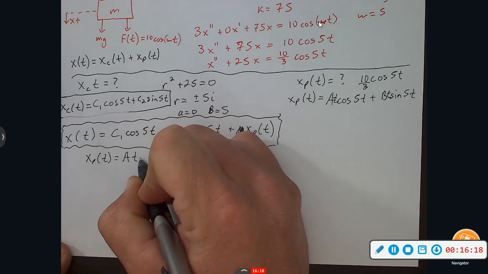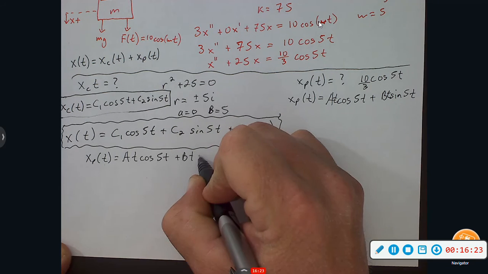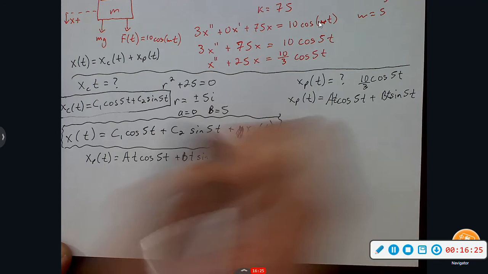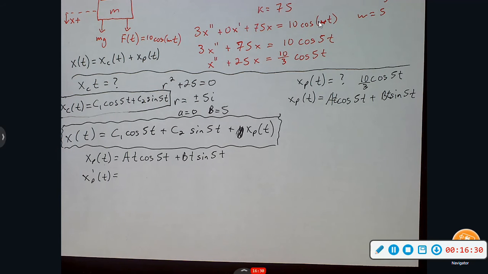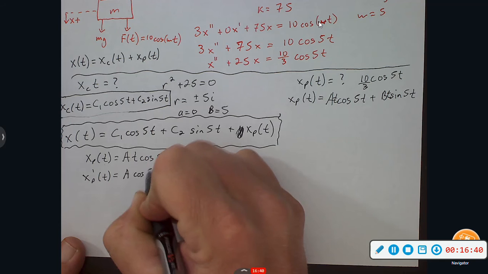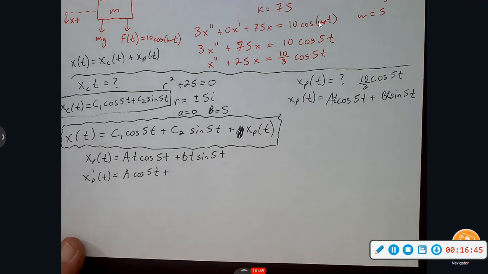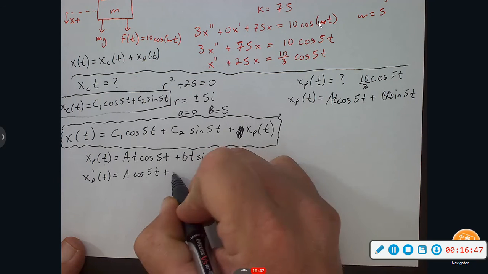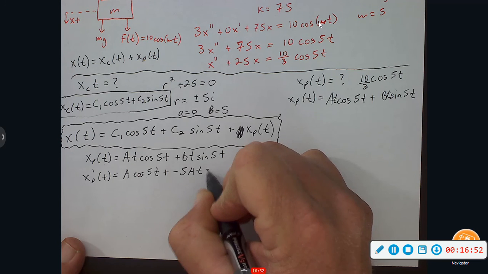At cosine 5t plus bt sine 5t. Let's take some derivatives. So the derivative of at cosine 5t. What do we get? Well, you take the derivative of t first. So a cosine 5t plus a negative, right? So 5 is going to come out of the product rule, minus 5at sine 5t.